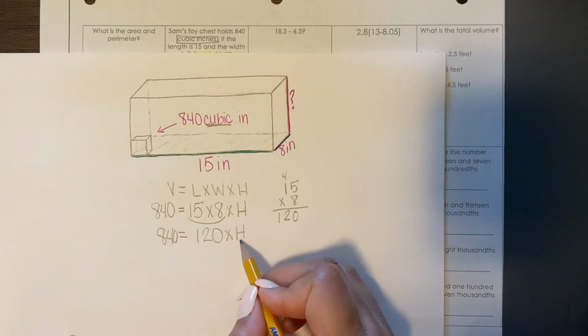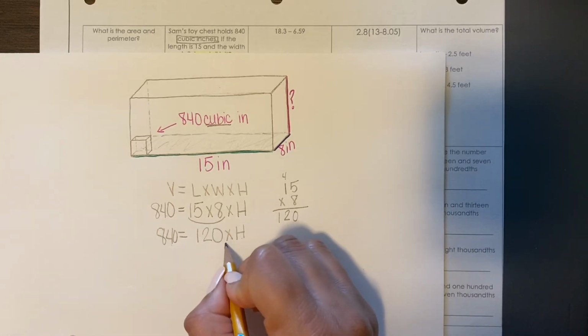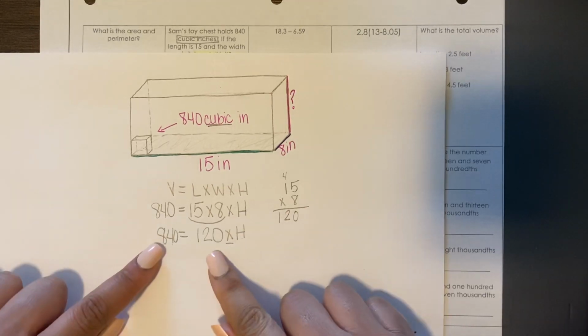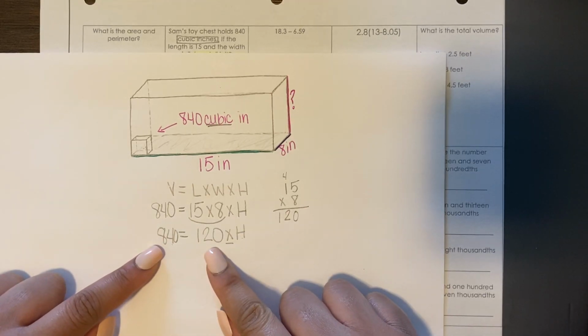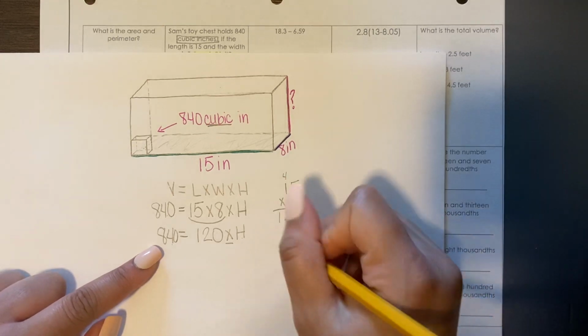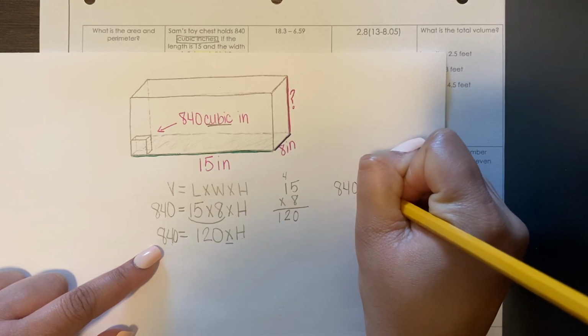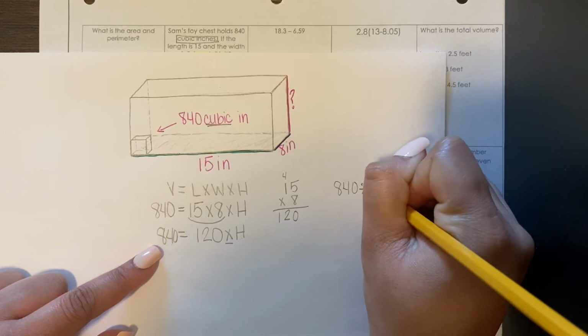Whenever we're trying to find a missing number, we're going to do the inverse operation. Let's do the inverse, or the opposite, of multiplication here. Let's take these two numbers and divide them. So let's do that off to the side. 840 divided by 120.